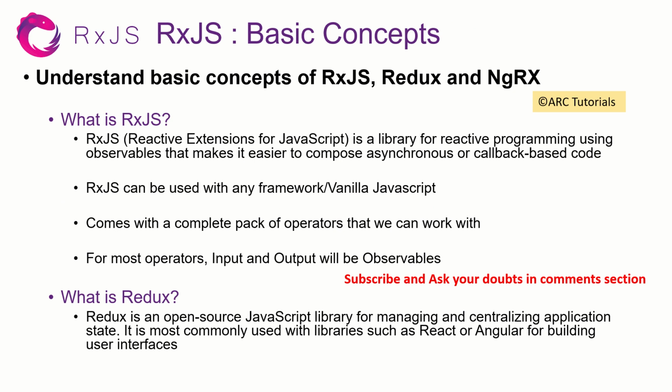So what is RxJS, right? This is an RxJS series. I've covered it in the introduction episode as well, but this is just a quick recap for you. RxJS stands for Reactive Extensions for JavaScript. It's a library for reactive programming using observables. Now, why do we use observables? So that it makes it easy to compose asynchronous or callback based mechanisms. So you should tell the interviewer that RxJS is a library for reactive programming which makes heavy use of observables. RxJS can be used with any framework or with just plain JavaScript as well.